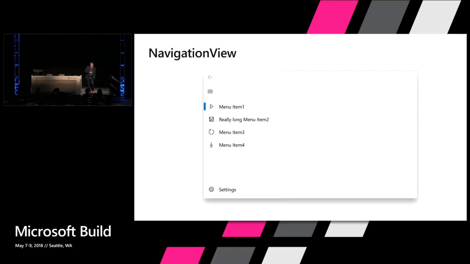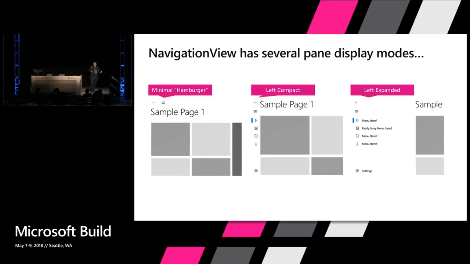One of the places we've invested a lot is in the navigation space, how you get around your app with a navigation view control. It's one of the most popular new controls, one of the most popular new APIs we've added to the platform, and it provides a really great experience. Those of you who use it are aware that it supports several different display modes. So as your window resizes, it can go to a hamburger, kind of minimal mode. It can go to a little sliver, left compact mode, and it can go to a full expanded mode.